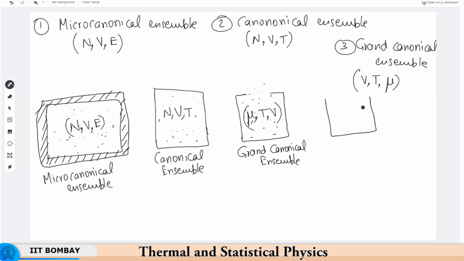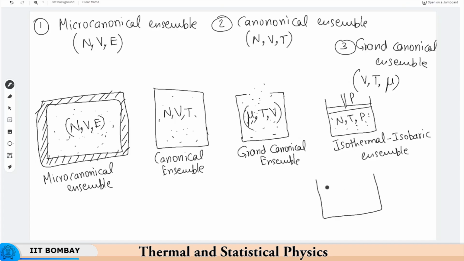For example, another useful one, which we have already discussed a little during phase transitions, is the isothermal isobaric ensemble. Here we are keeping the temperature and pressure constant. There is an external pressure, and the system is in contact with a reservoir at temperature T, and this is a closed system, so particles are not leaking out. So, you have a fixed number of particles, fixed temperature and fixed pressure. This is the isothermal isobaric ensemble, and the last one is known as the isoenthalpic isobaric ensemble.